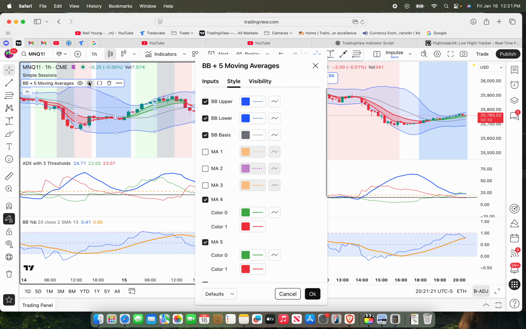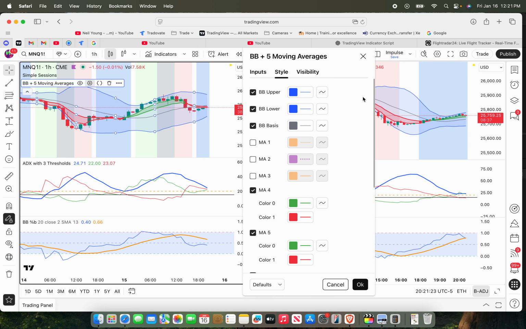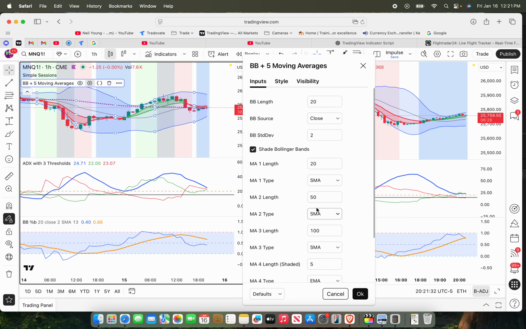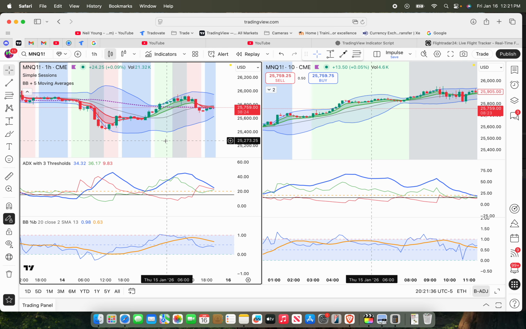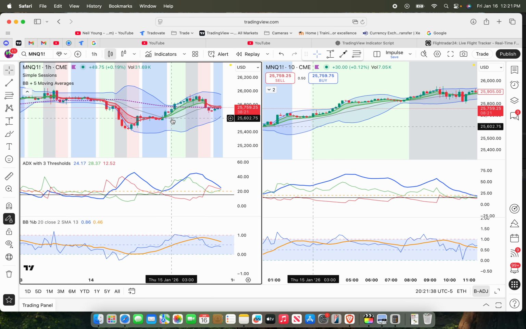Now there's another 3 moving averages here, which you can do whatever you like. I currently have this one here, purple, set to 50. Okay, and you do whatever you like. You could have 50, 100, whatever. The 50 is handy sometimes for me on the 1 hour chart.